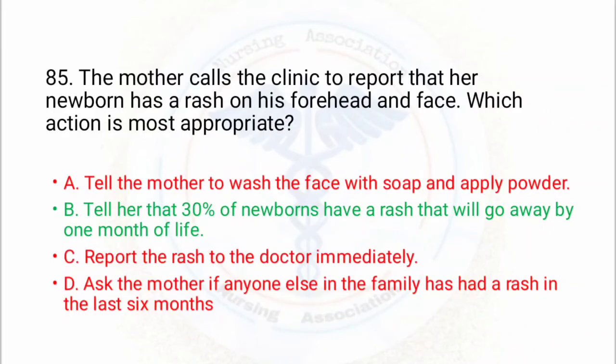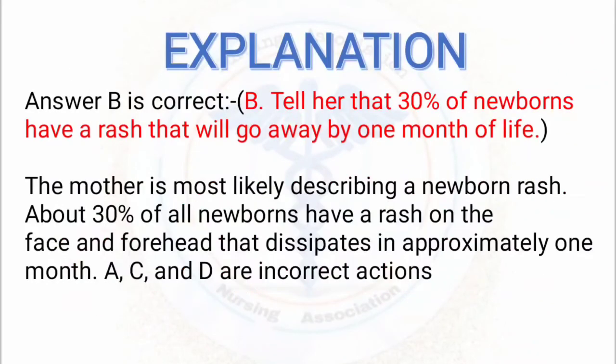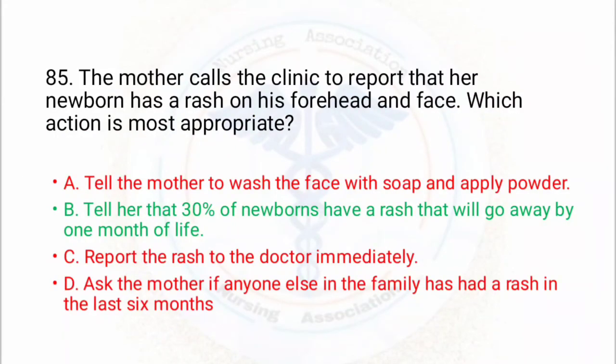And it is to tell her that 30% of newborns have a rash and that it will go away by 1 month of life, because the mother is most likely describing a newborn rash. About 30% of all newborns have a rash on the face and forehead that disappears in approximately 1 month of life. A, B, and C are incorrect actions because they do not match this criteria. As all newborns have this problem, you do not have to report it to the doctor. Do not apply soap on the face, and there is no need to take any kind of history from the mother.